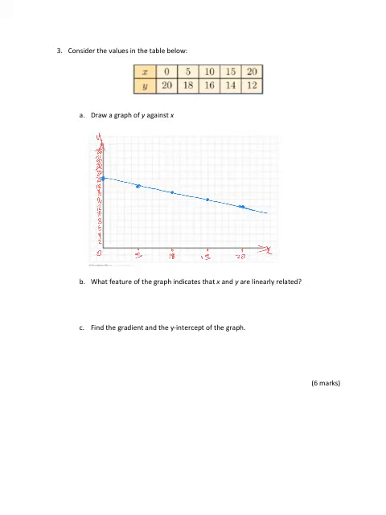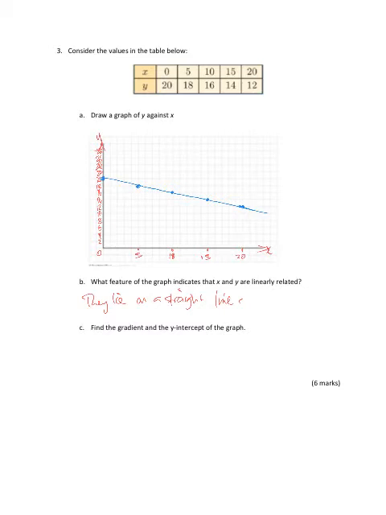What feature of the graph indicates that x and y are linearly related? They lie on a straight line. Okay, hopefully that makes sense to you. They're linear because they're on a straight line. Find the gradient and the y-intercept of the graph.